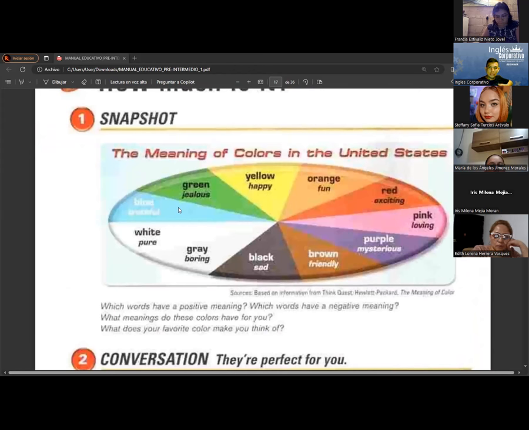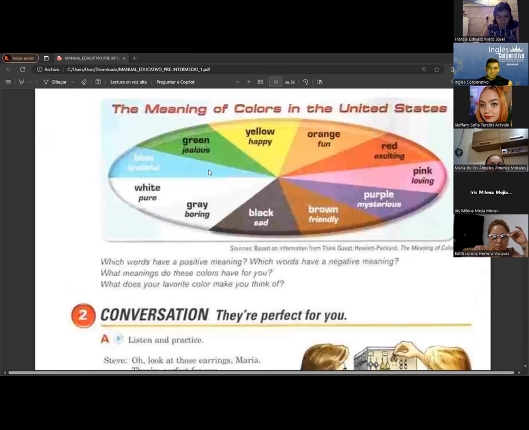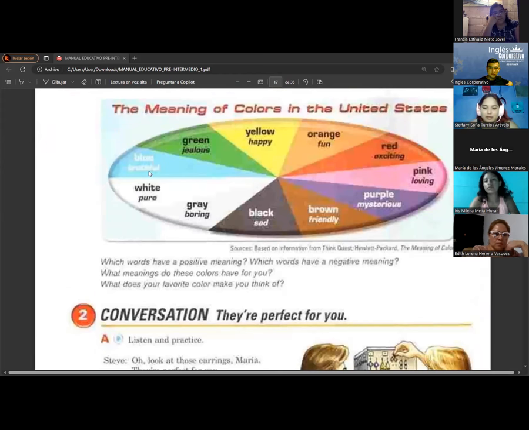Meaning of color in United States. Significado de colores en Estados Unidos. Ok. Green, yellow. Celoso, o celosa. Green. ¿Cuántas pantallas verdes acá? Aquí no existe eso. Yellow, happy. I don't like yellow. Orange, fun. Okay. ¿Saben qué es fun? Divertido. Divertido, muy bien.